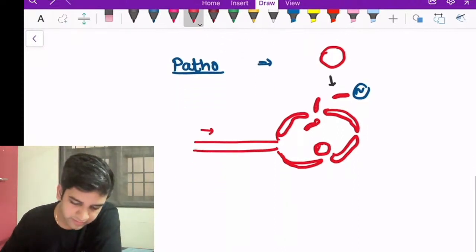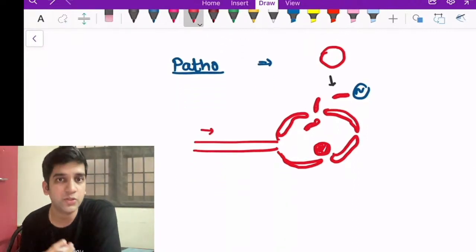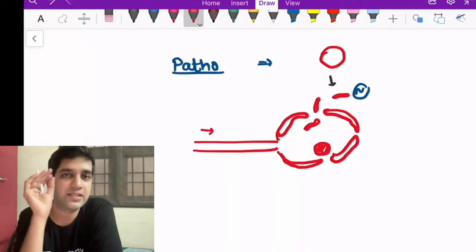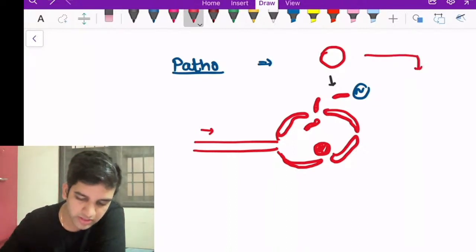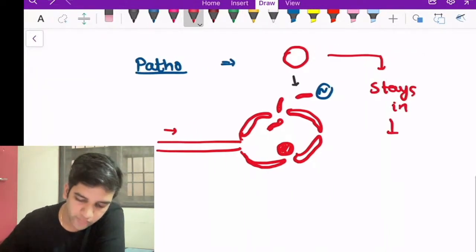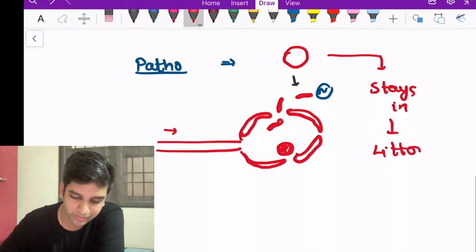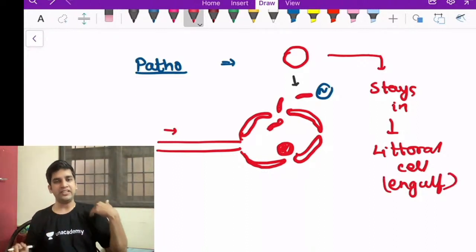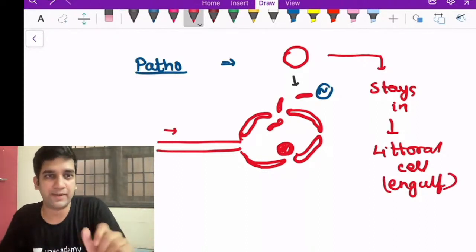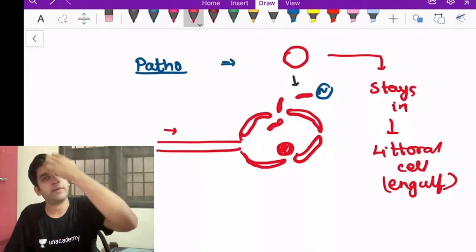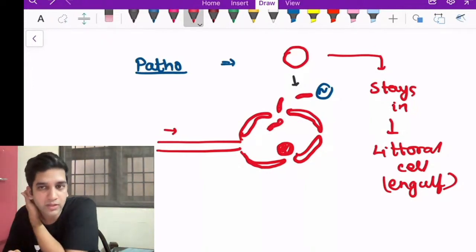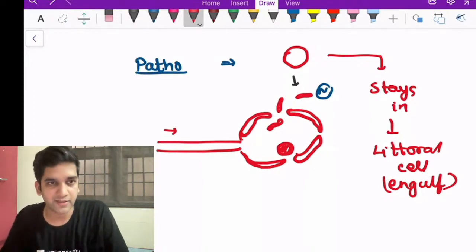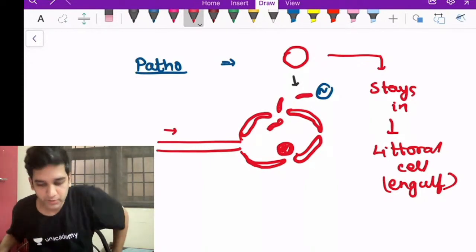So what happens is, this RBC, the dark shaded one, the spherocyte, is going to stay inside the sinusoid, right? These guys will stay inside the sinusoid. When they stay in the sinusoid, obviously my littoral cells, which know only one thing, will engulf them. It will engulf them and destroy them, right? Completely it will be destroyed. So I know what's going to happen in the pathogenesis part.